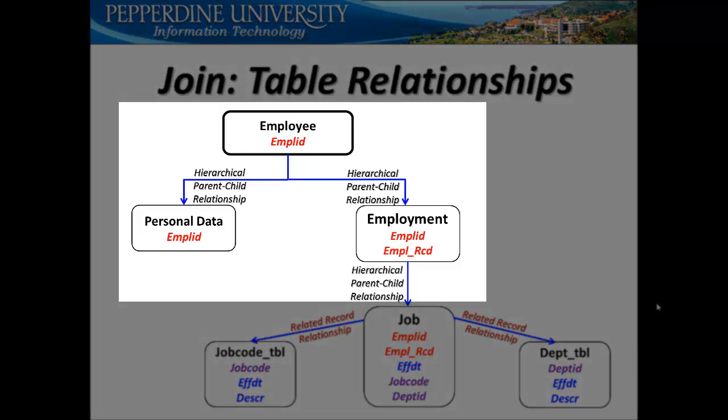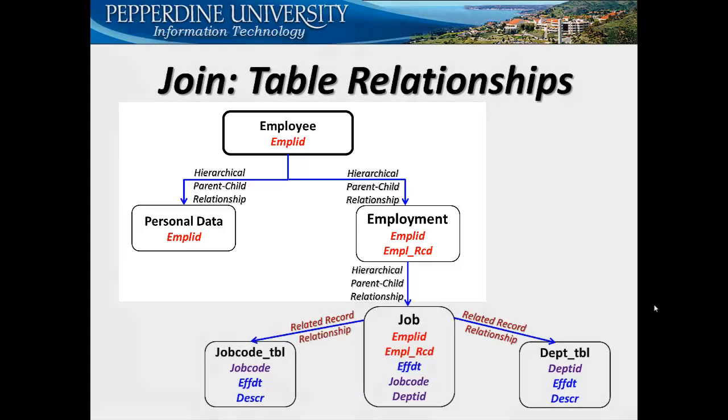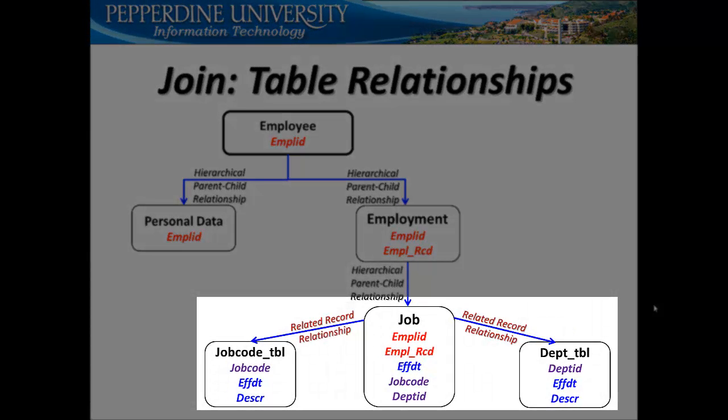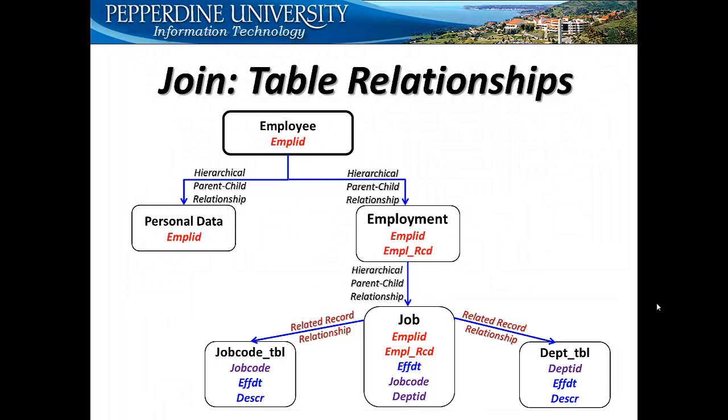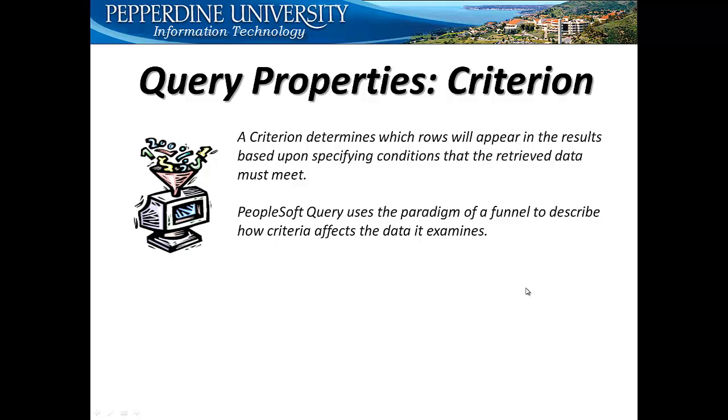So you can see that a record hierarchy join is where data in one table represents details about children of data in another table, whereas related records are specific to a key field in the current record. And its purpose is to retrieve more detailed information, such as descriptions and meanings about something referenced in another table. Since these types of joins are predefined, you do not have to add any criteria to manually link these records. A criterion determines which rows will appear in the results based upon specifying conditions that the retrieved data must meet.